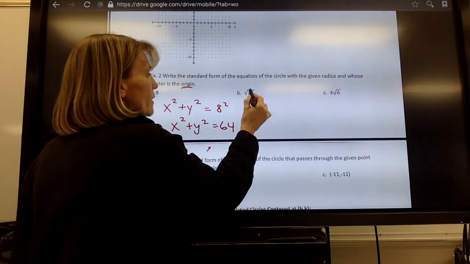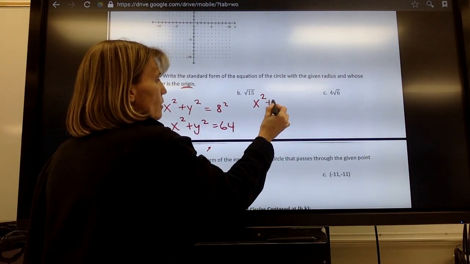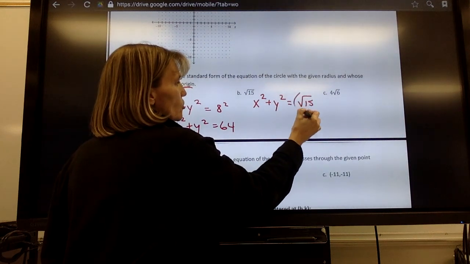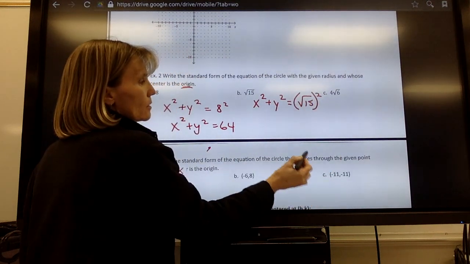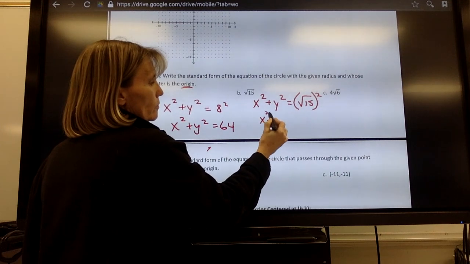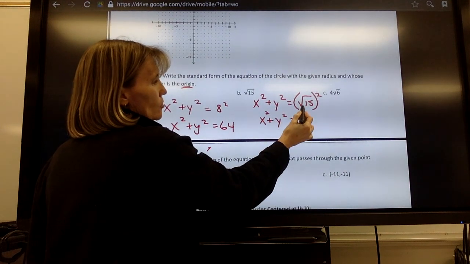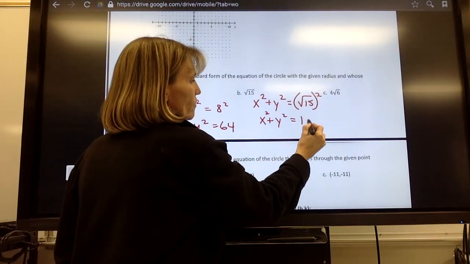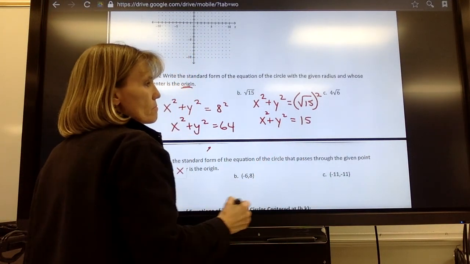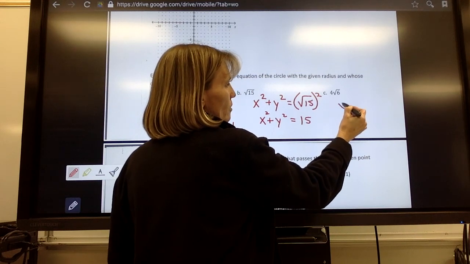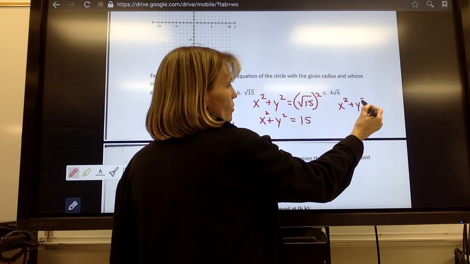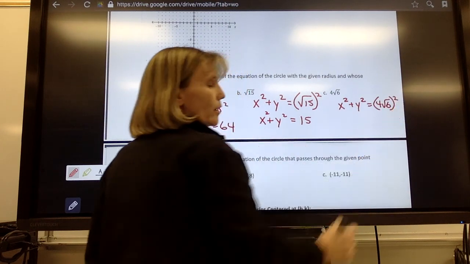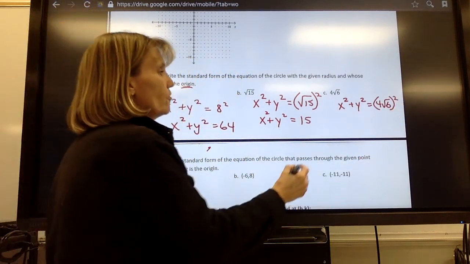Over here, this is the radius, so it's going to be x squared plus y squared equals the radius, but you have to square the radius in the equation. What's the square root of 15? And then when you turn around and square it, you just get 15. And the last one here, this is going to be x squared plus y squared equals 4 square root of 6, squared. Okay, how do we simplify that?